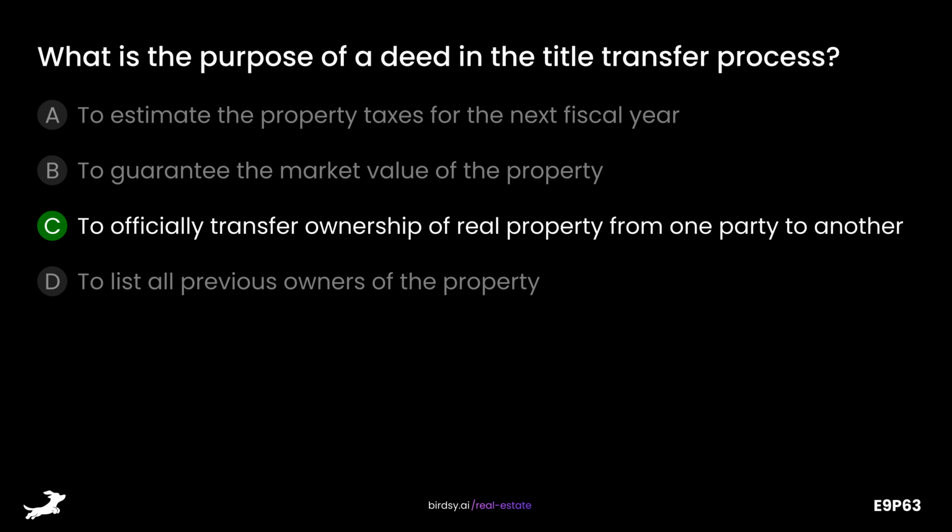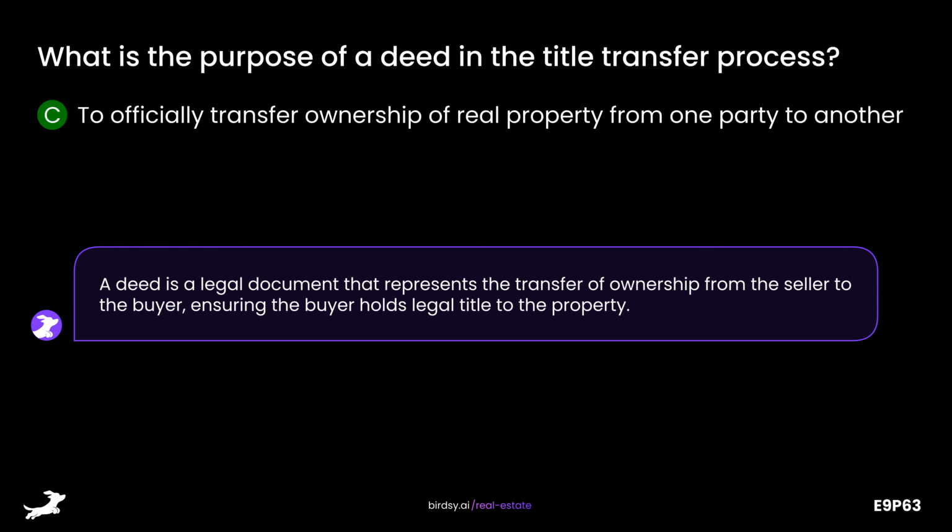The answer is C. To officially transfer ownership of real property from one party to another. A deed is a legal document that represents the transfer of ownership from the seller to the buyer, ensuring the buyer holds legal title to the property.